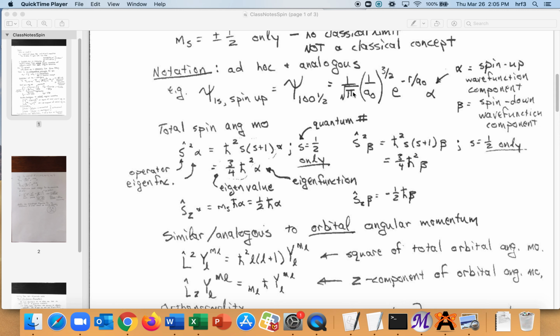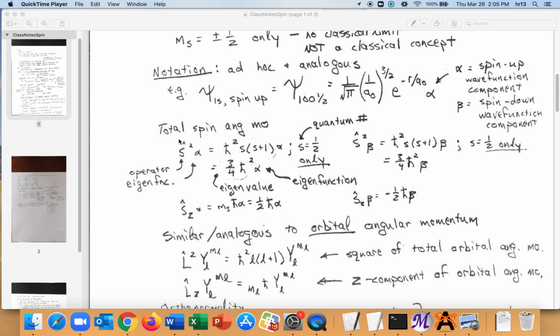So this is equal to 1 over square root pi times 1 over this, just a normalization constant, e to the negative r over a naught. And then alpha is this spin wave function component. And alpha is the spin up wave function. Beta would be the spin down. And that's the whole extent of the equation. There's no functional form to alpha or beta. It's just spin up and spin down.